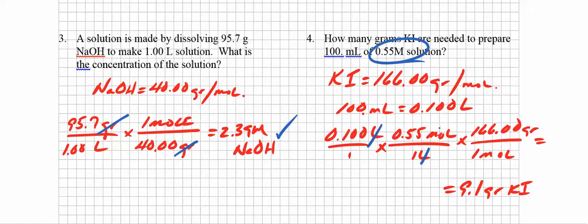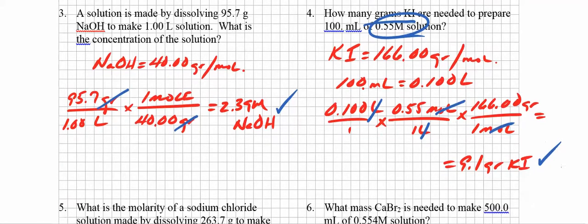Now I've got one more step. They're asking me this question in grams, right? So they're saying how many grams of potassium iodide. So now I'm simply going to take that number of moles and convert it to grams by multiplying by 166.00 grams per mole, and that gives me, when I cancel moles with moles, 9.1 grams of potassium iodide, and I'm done with number 4. Let's go to the next one.